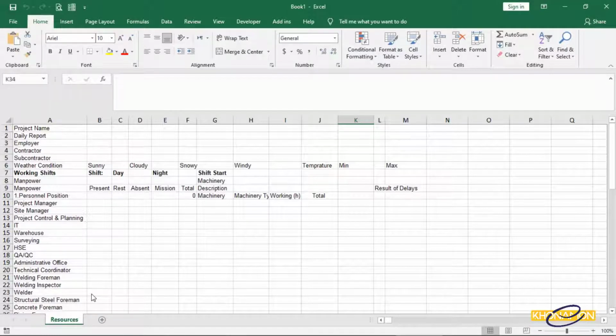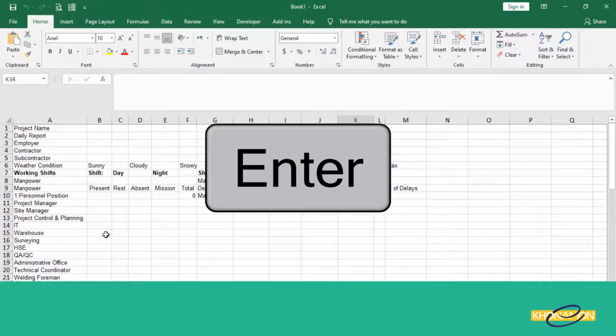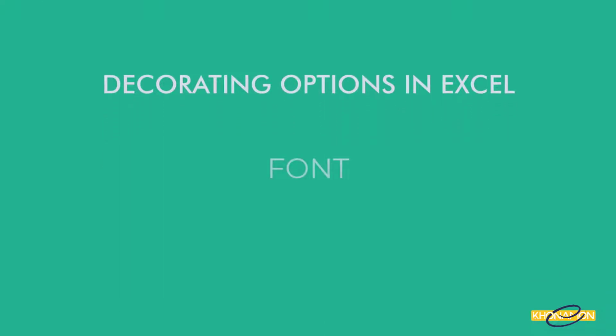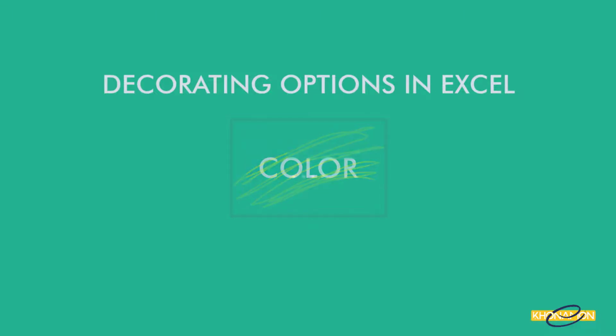Change its name to Form. Right-click on the Resources worksheet, Rename, type Form, then press Enter. Now it's ready to be decorated. Decorating options in Excel. I want to change the font, create borders, color the cells, and so on. So let's start.